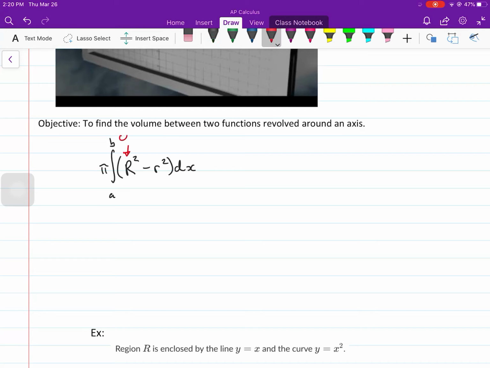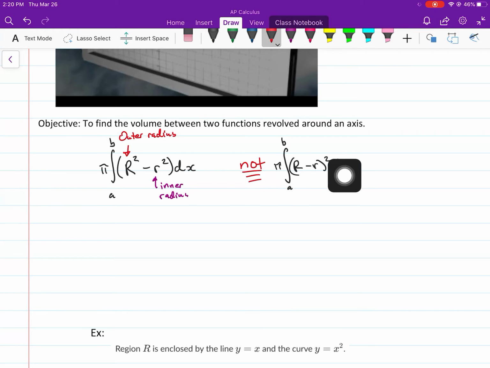So the main thing here is realize this is the outer radius. And this is the inner radius. I really want you guys to realize this is not going to be the integral of capital R minus little r, squared. This is not that. Do not use that. What this is doing is you're going to find the difference in the radius and then spin it.